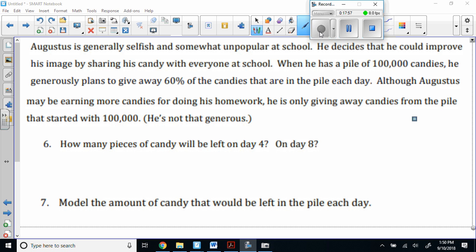Now, is that 100,000 the first term or the 0 term? The 0 term. That's a sub 0, right? Equals 100,000. Now, I'm going to teach you something. Listen to me, young folks. This is pretty cool right here. We're going to write it in terms of the 0 term because they gave us that, right?